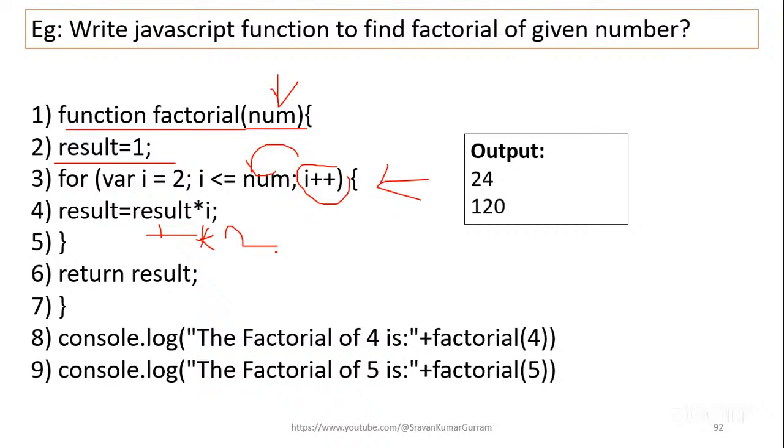I becomes 5. The I value is 5 now. 5 is less than or equal to 4? False. So when it is false, it comes out of the loop. After that, I want to return the result. If it is factorial of 4, it returns 24. In the case of 5, it returns 120.